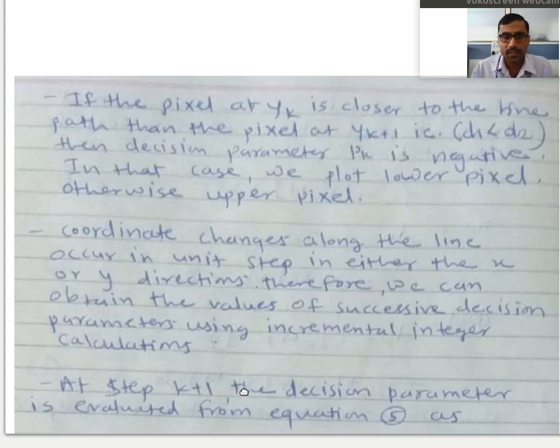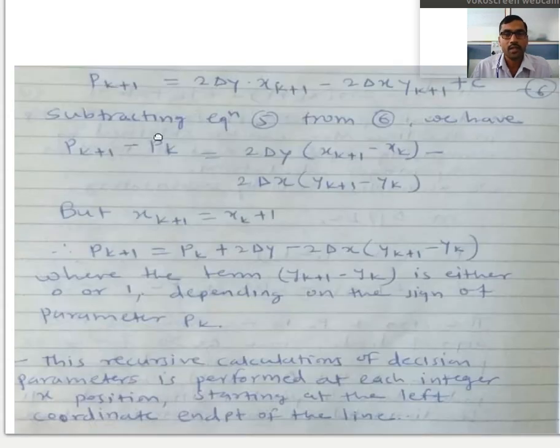So at step k plus 1, the successive value of the decision parameter should be calculated. At step k plus 1, the decision parameter is evaluated from the earlier equation by putting k equal to k plus 1 in the earlier equation. So in the earlier equation, instead of k we are putting k plus 1, and we get equation number 6. Now subtracting equation 5 from 6, we'll get pk plus 1 minus pk, and we'll get this particular equation, reducing that calculation to this form: 2 delta y in bracket xk plus 1 minus xk, minus 2 delta x, yk plus 1 minus yk.